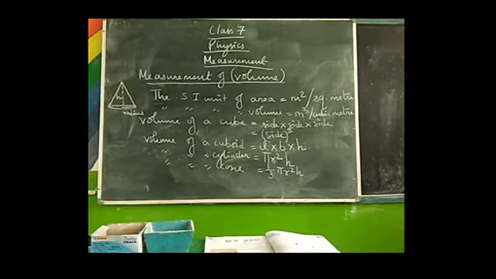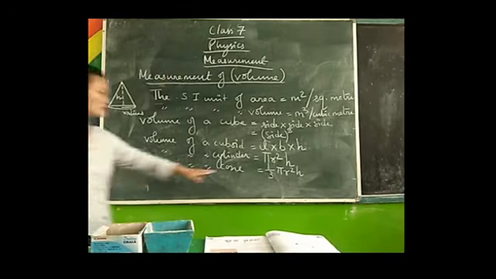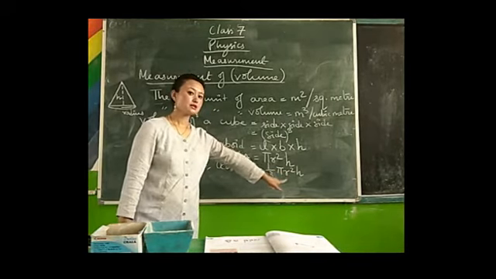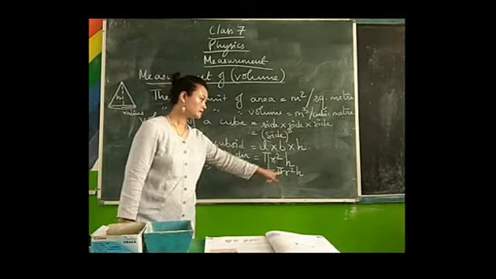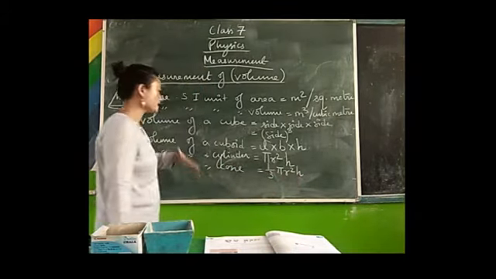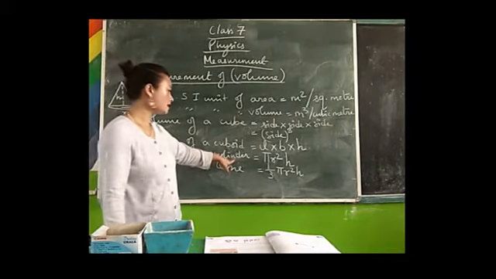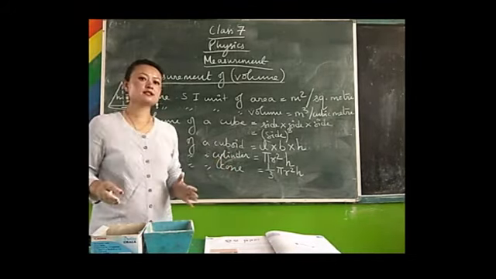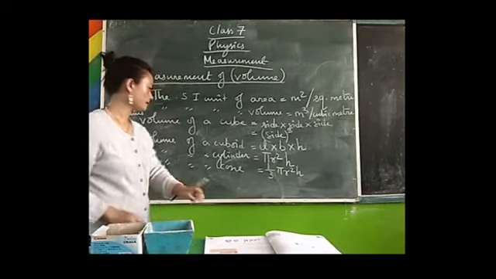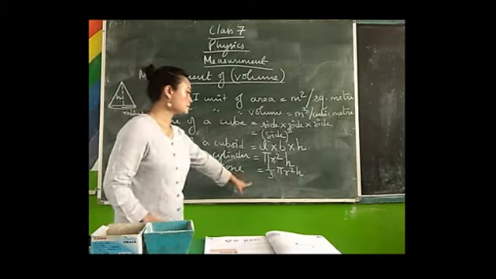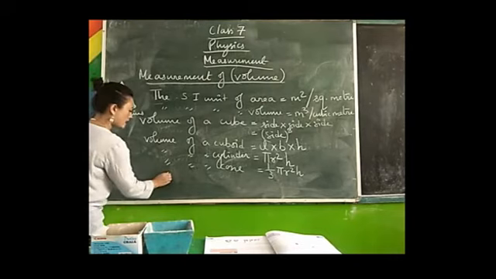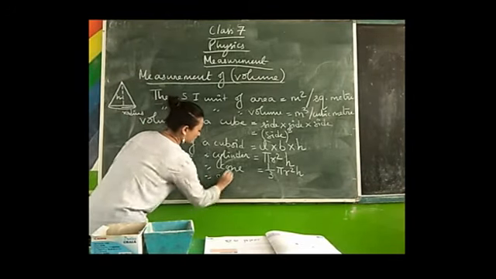So why do we write 1/3 pi r square? As you know, pi r square is the area of a circle. So 1/3 pi r square h. From here you can make out that a cone is 1/3 of a cylinder. If you divide the whole cylinder into 3 parts, each part will be 1 cone. So the volume of a cone is 1/3 pi r square h. And the last one that you have is the volume of a sphere.